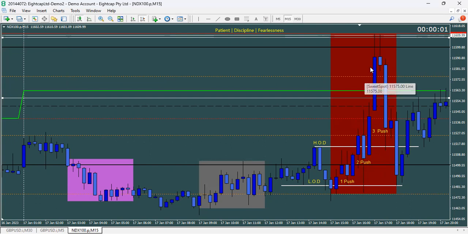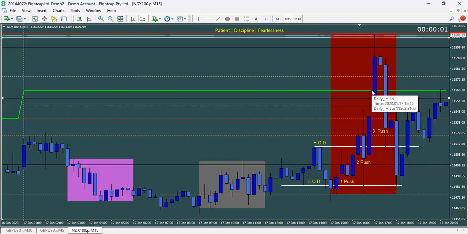Now, the trade that I took, as you guys can see, we did not get a 1, 2, 3 to the high, but we got 3 pushes to the high. Here's our first push. The market pulls back, 1 push. Here's our second push. We push up, pull back, 2 pushes. Third push, we push up. This is our third push.